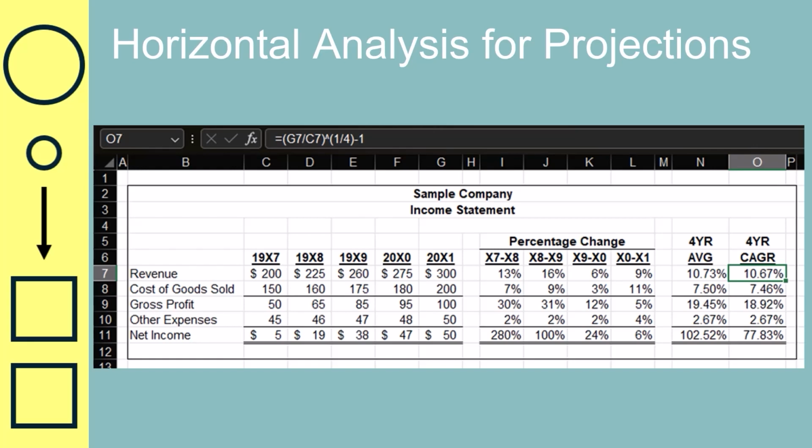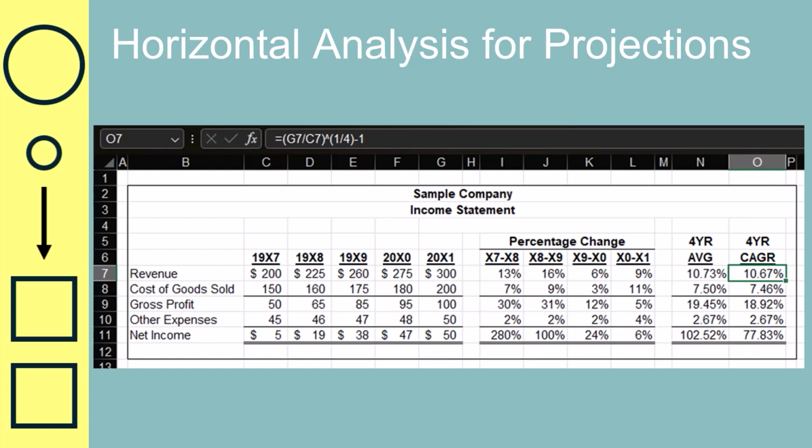Each cell in columns I through L shows the percentage increase of each line from the previous year. The formula for cell I7, which is the percentage increase of revenue from 19x7 to 19x8, is D7 minus C7 divided by C7. The far right columns show 2 options for calculating increases over a longer time period.